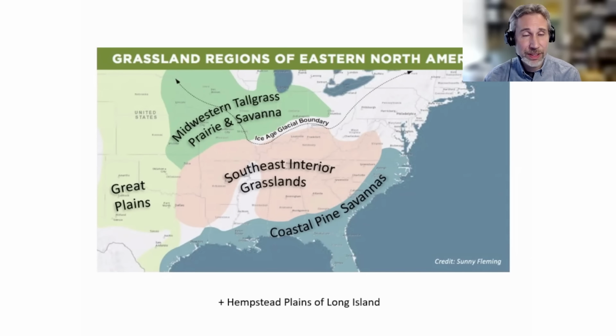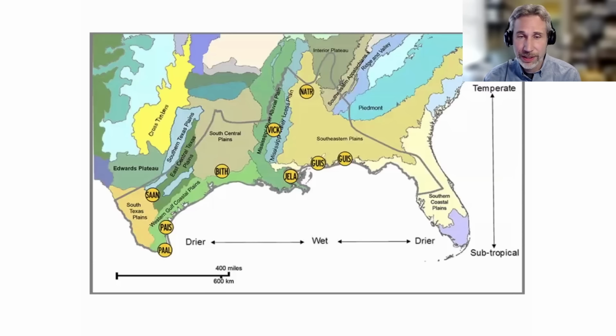This next map is better for the southeastern United States. You can see all these different grasslands. The Hempstead Plains on Long Island, right? That's prairie. There's very, very little of it left up there on Long Island, just as there's very, very little left anywhere in the country. So much of it is gone. Our tallgrass is 99% gone. Southeastern grasslands, I think, are around 99% gone.